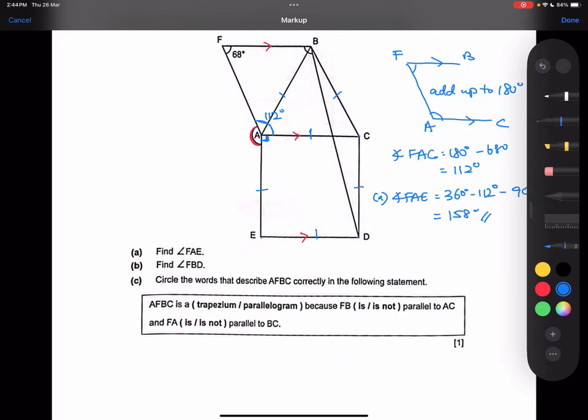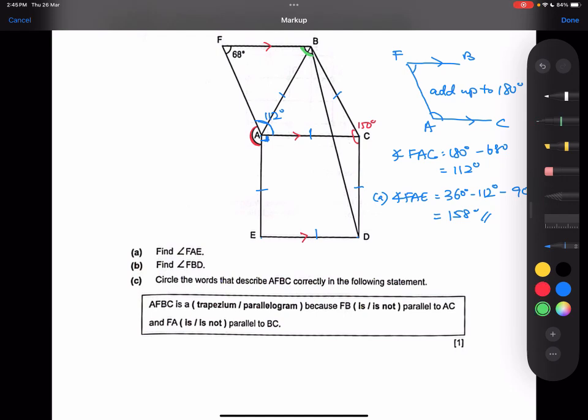Now for part B, find angle FBD. FBD. Here. Now we know that this is an equilateral triangle, so this is 60. We know that this is a square, so this is 90. Alright, so this entire angle here is 60 plus 90, which gives us 150.